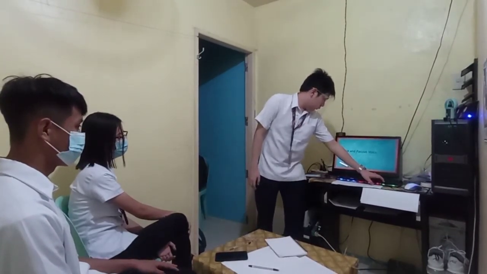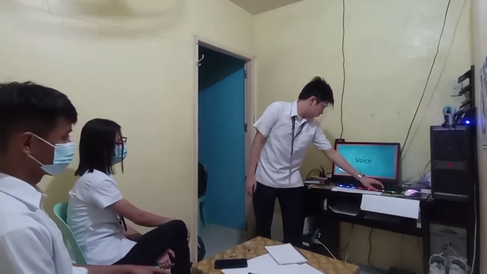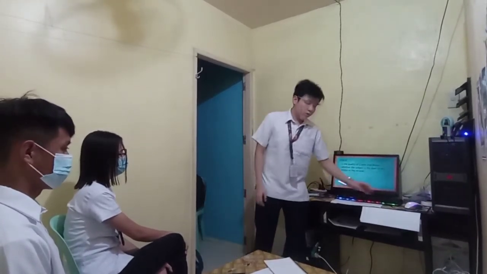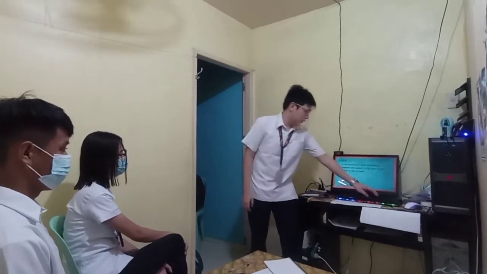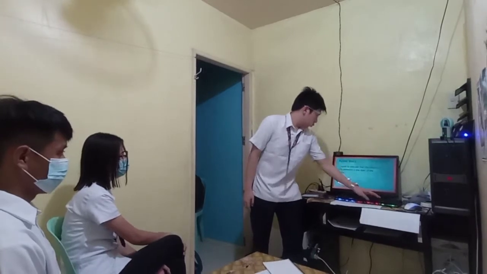Active and passive voice are two special forms of verb. We will now go into the first part, which is the voice. So what is voice? Voice is the quality of a verb that shows whether the subject is the doer of the action or the receiver. We have two types of voice. The first one is the active voice. So what is active voice? When we say active voice, it is used to indicate that the subject of the sentence is the doer of the action or the performer of the action.